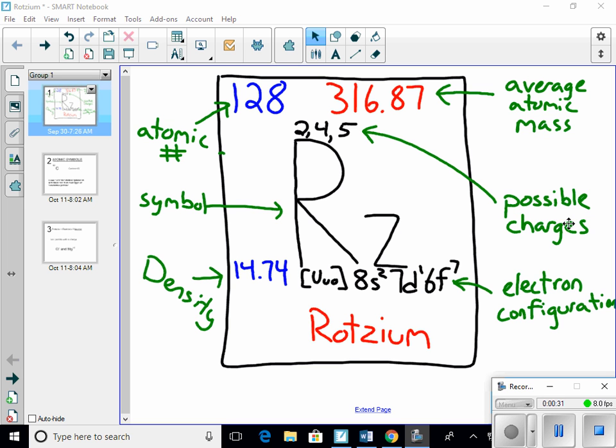Later on in this unit, we do have to go over what it means to have possible charges and what the electron configuration is as well. So really, at the end of this atom unit, we will know how to read a periodic table entry and what all the numbers stand for. So that is our goal, to figure that out.